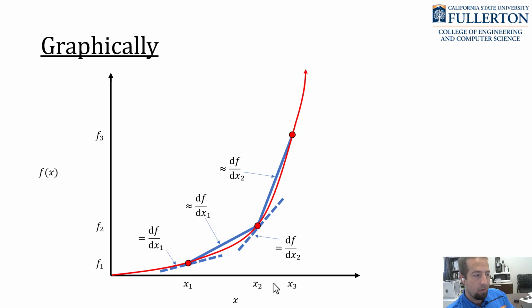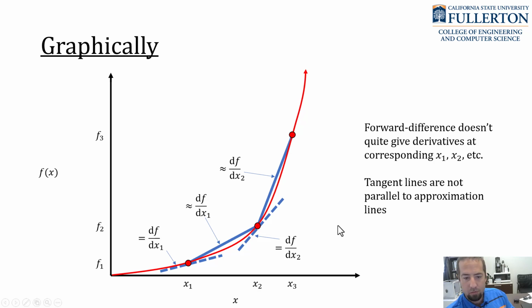Okay, and so the forward difference doesn't quite work when we need to know the derivative at x1, at x2, at x3. It's giving us the derivative between x1, x2, and x3, and so on to however many values we run this. So we see a difference in the slopes of the tangent lines and our approximation lines.